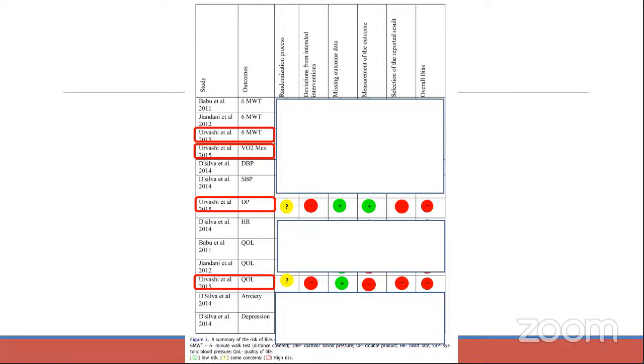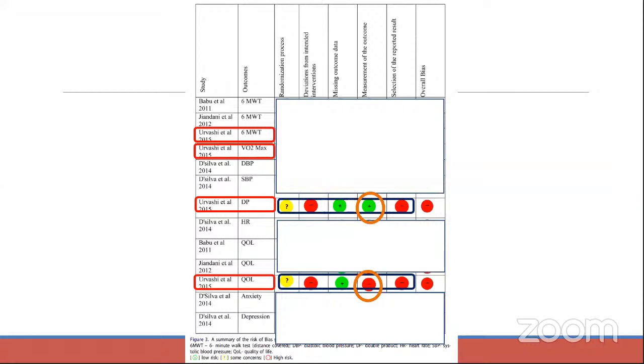You can see that for diastolic blood pressure, that is DP, the domain measurement of the outcome, it had a plus with the green color circle. That means that it is of low risk of bias. But the quality of life, QOL, you can see it scored a minus for the measurement of the outcome. So it's from the same study, 2 different outcome measures had 2 different ratings.